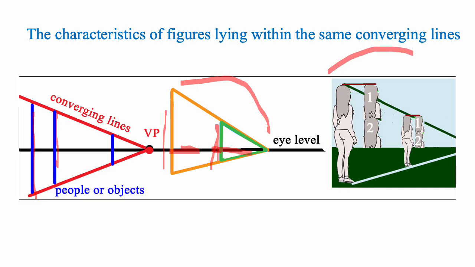Now, another way to look at it is you could find out how many heads above the horizon is the figure's head. And in this case, the figure is 2 heads above eye level. And even when she's much smaller, she's 2 heads above eye level.